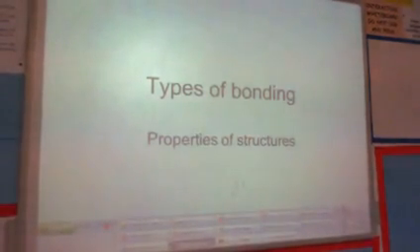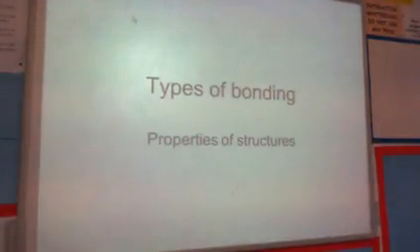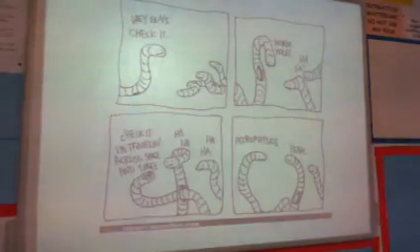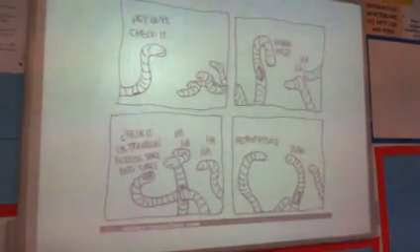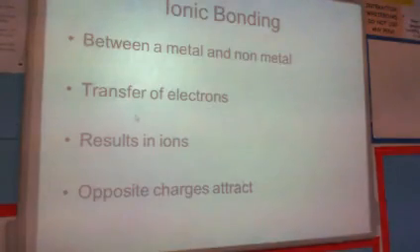So I'm going to cover the 3 types of bonding, but first of all we'll start with a clever, an amusing slide, so feel free to pause it and try and work that one out. So we'll start with ionic bonding.